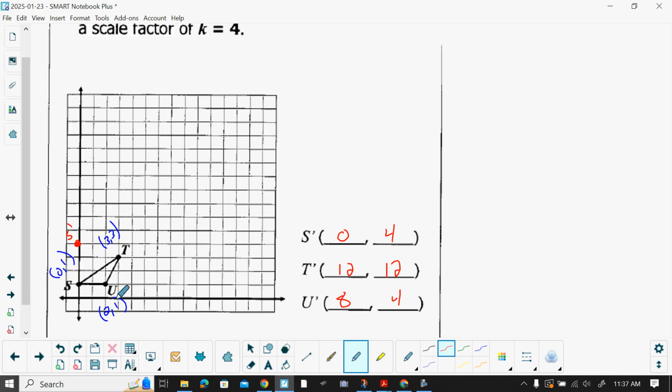So let's see, 1, 2, 3, 4, 5, 6, 7, 8, 9, 10, 11, 12, 4, 5, 6, 7, 8, 9, 10, 11, 12. So T prime. And then U prime is 8, 4. 1, 2, 3, 4, 5, 6, 7, 8. 1, 2, 4 U prime. So there is our new shape.